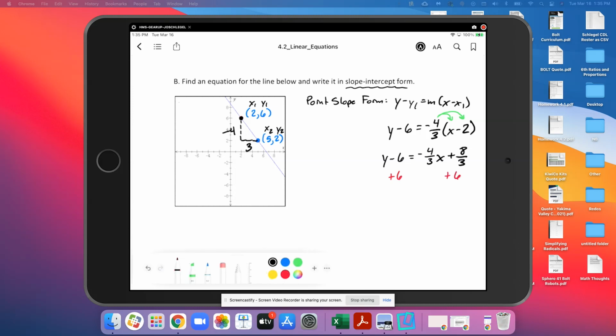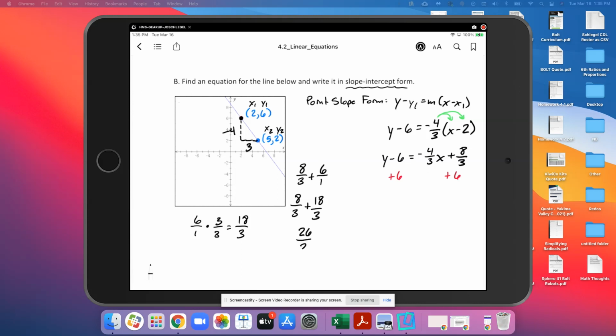And so I sort of hate the fractions, so I'm going to go ahead and just do it up. I've got 8 over 3 plus 6, which is the same as 6 over 1. So I need my 6 over 1 to have a denominator of 3, so I'll multiply both the numerator and denominator by 3, and I will get 18 over 3. So I have 8 over 3 plus 18 over 3, which is going to be the same as 26 over 3. Kind of a crazy y-intercept, but that's okay. y equals negative 4/3 x plus 26 over 3.